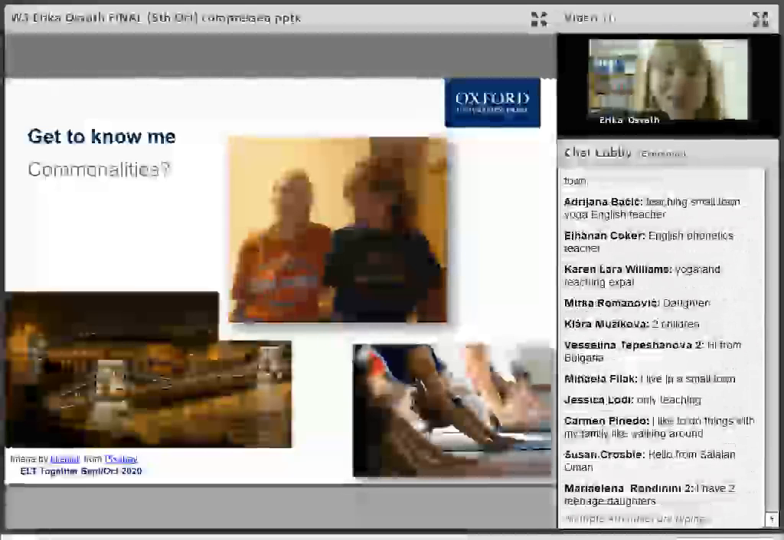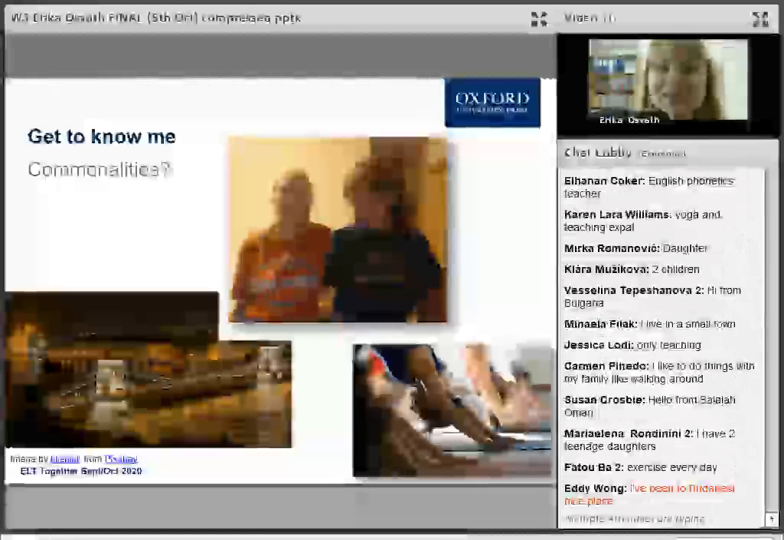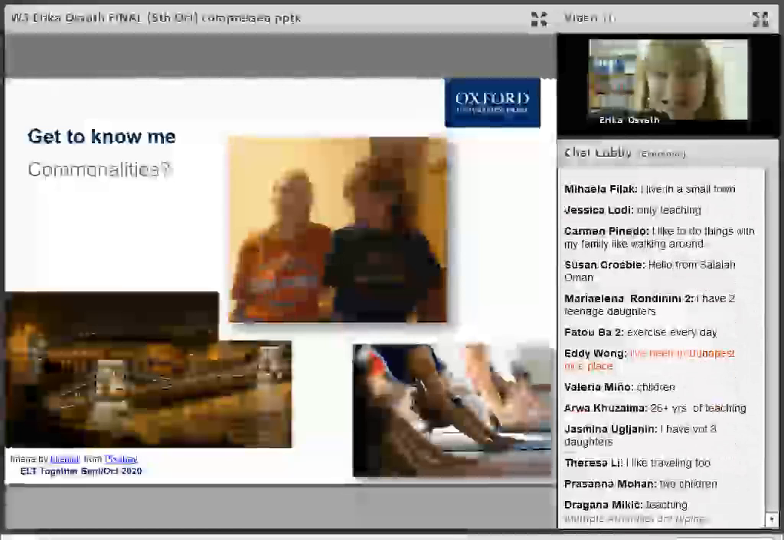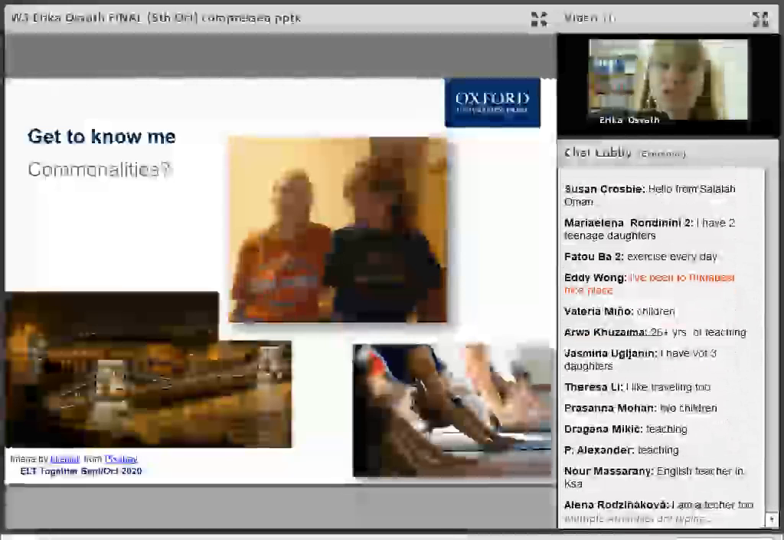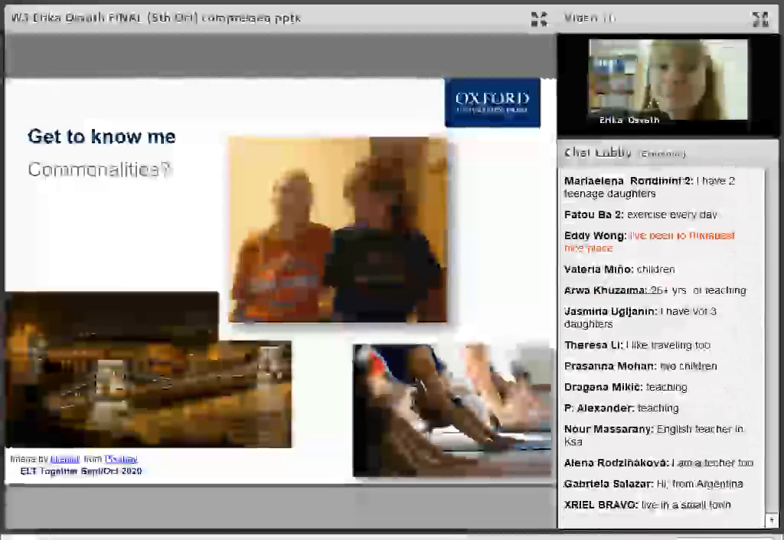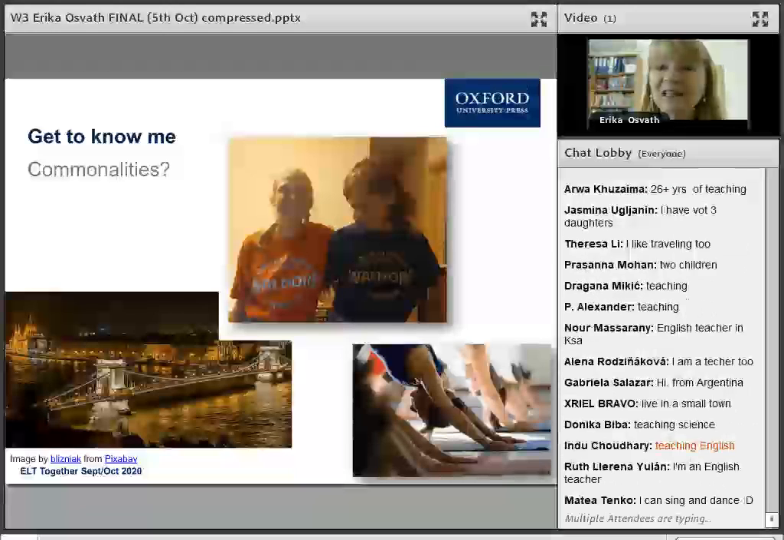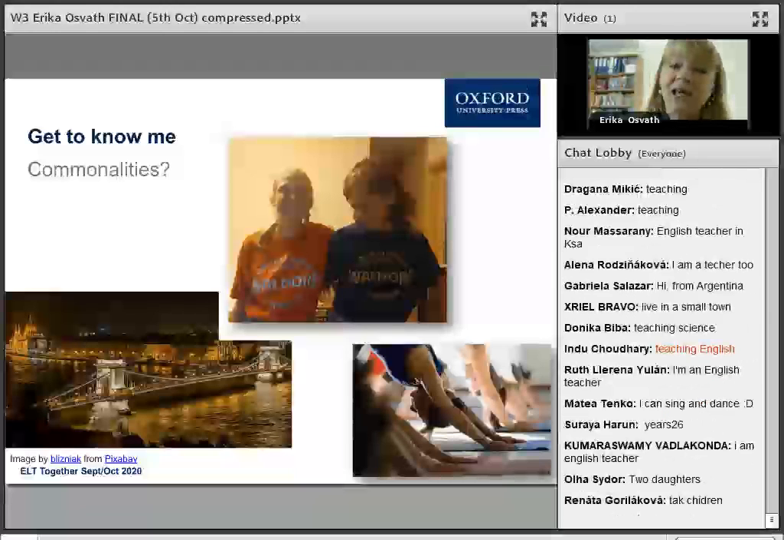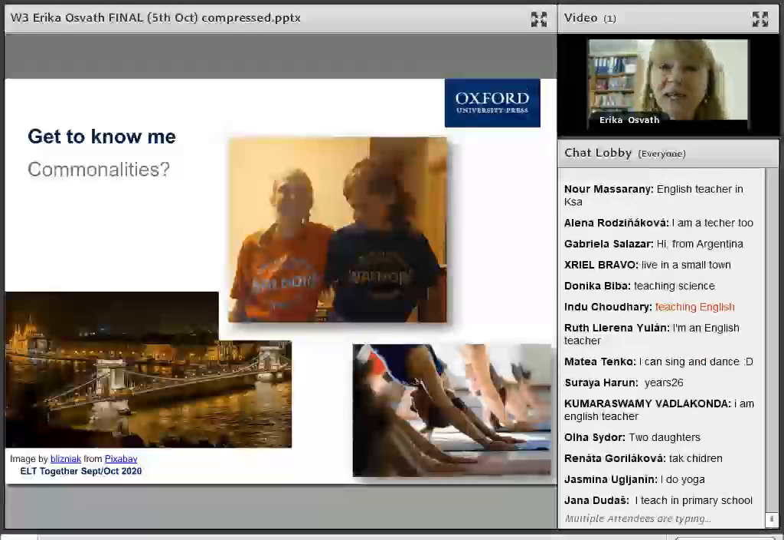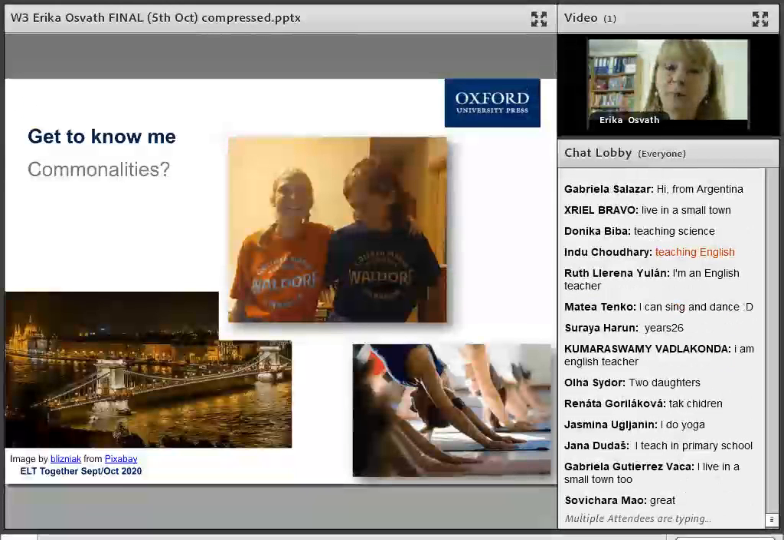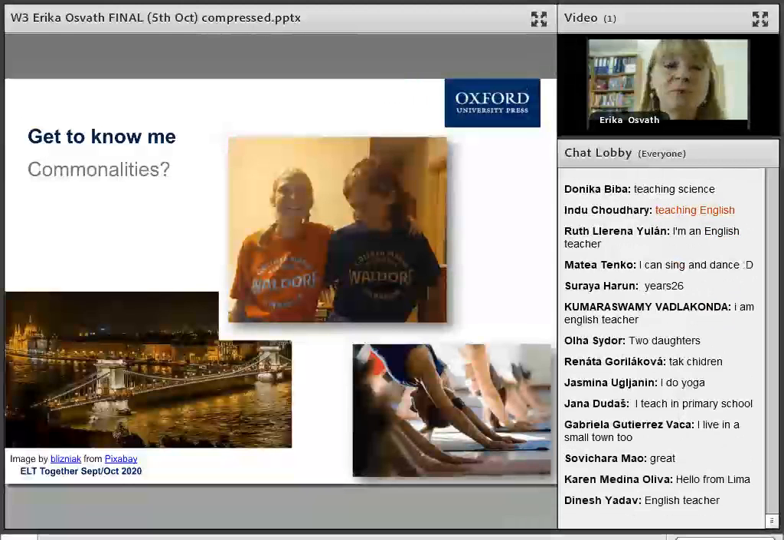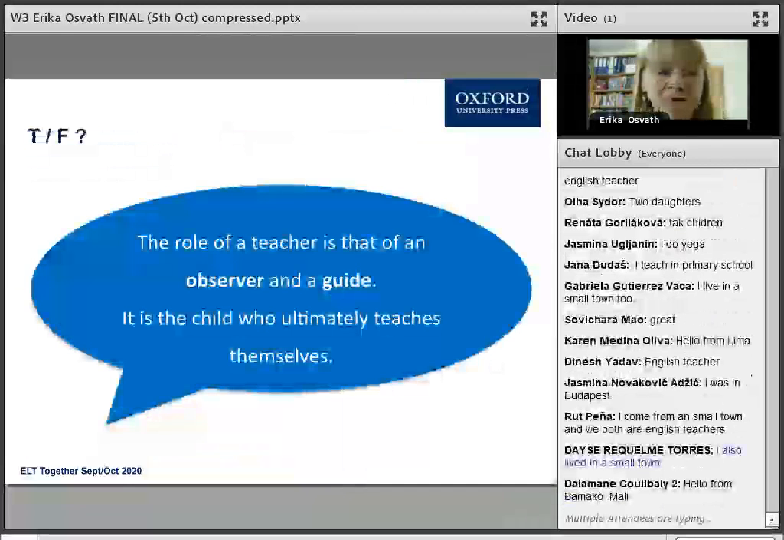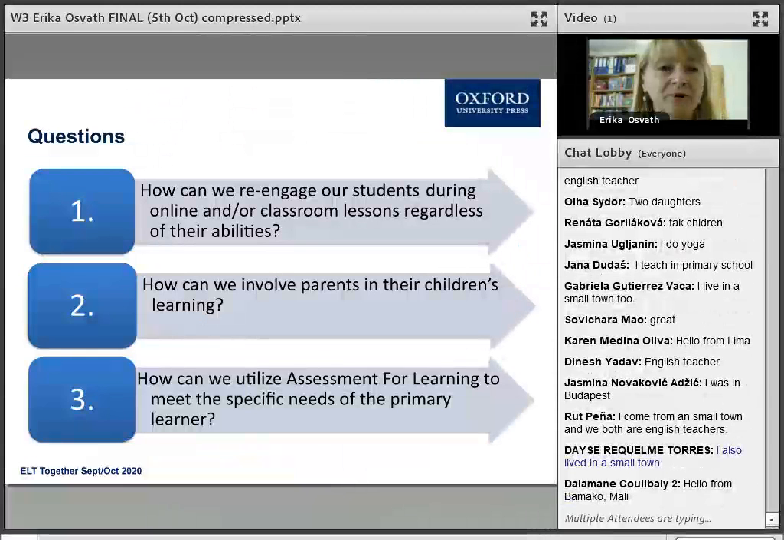Lovely. Now, this is an activity you can also do with the children in your class, where you start talking about yourself. And you get them to listen and identify the things that they in person and you have in common. And then you can also put them in pairs and get them to do the same thing in pairs or groups. And it's a lovely way to get them to connect to each other.